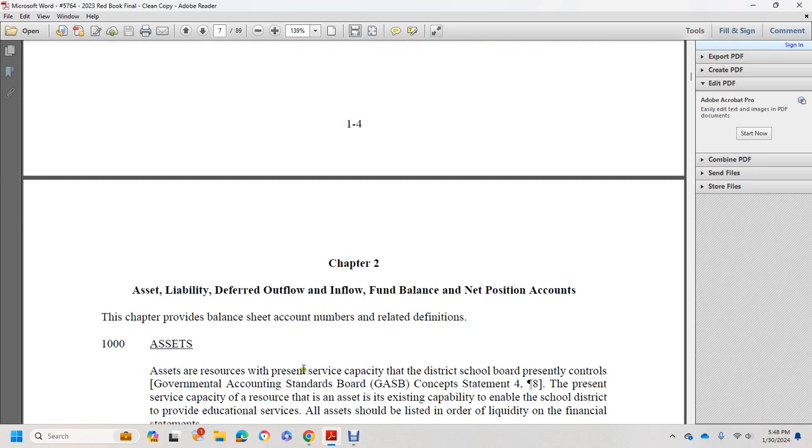Chapter 2, Assets, Liabilities, Deferred Outflows, Deferred Inflows, Fund Balances, and Net Position Accounts.